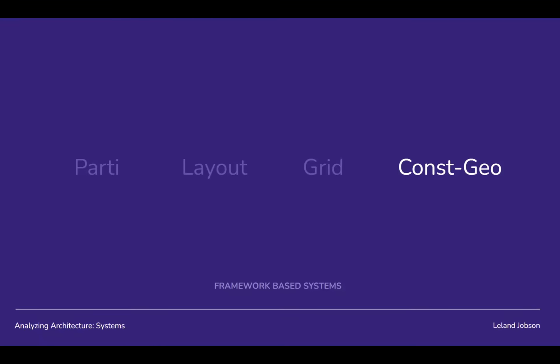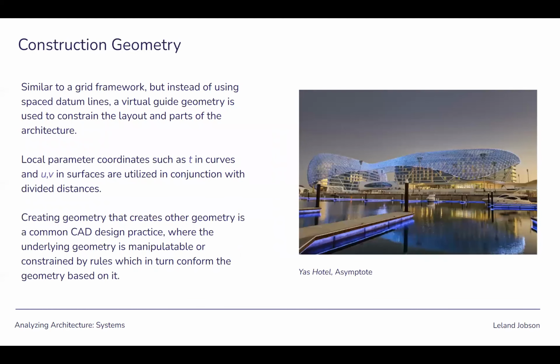And last but not least, construction geometry. So similar to grids, but you're using an underlying geometry to guide the placement of things. So local parameter coordinates become key here. With the curvature that's measured in surfaces, when you get into more advanced 3D design, you'll know what a U and V is and what a T is. Maybe if you pick up computational design, geometry, and parametric workflows, you'll have to know those kinds of things.